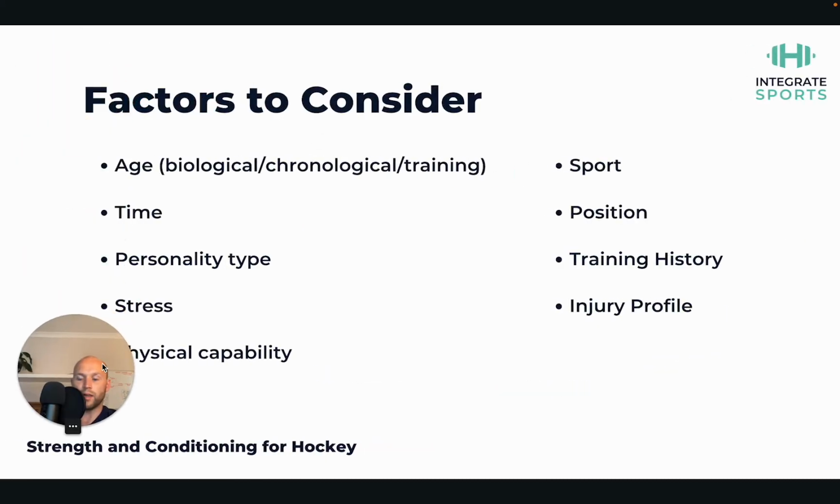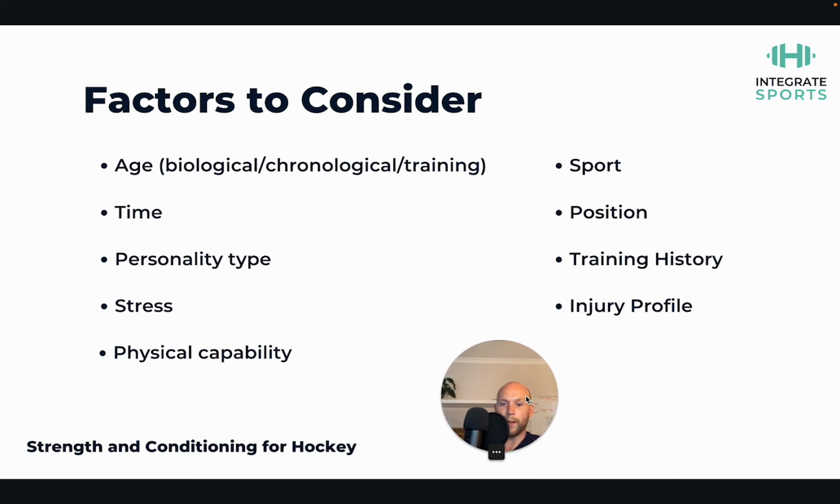Factors to consider overall, firstly, age, and we can break age into biological, chronological, and training ages. Biological, we just mean when we're looking at things like peak height velocity in youth athletes, is their relative age based on their maturity status.